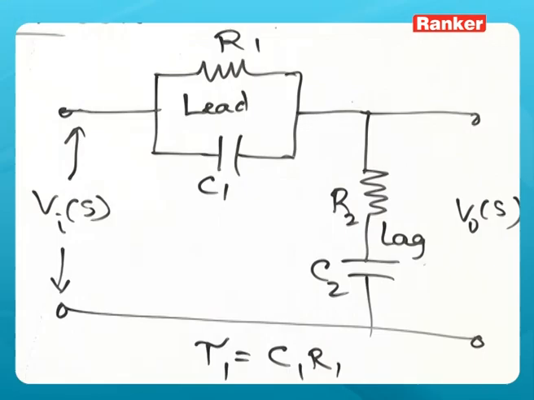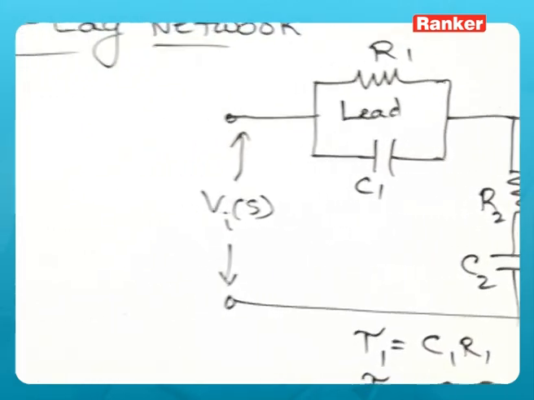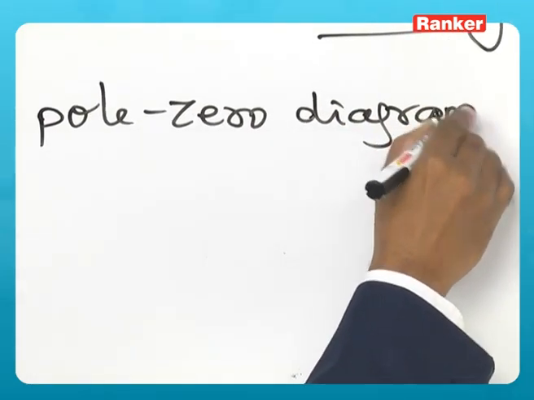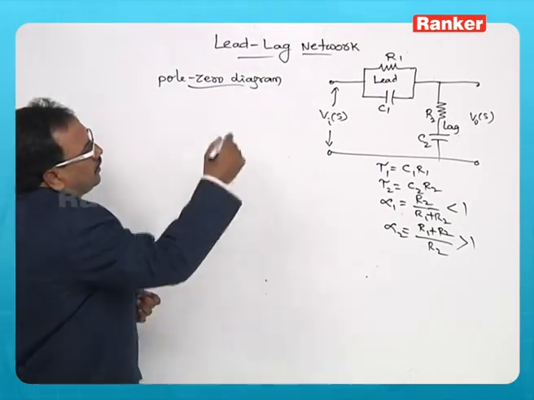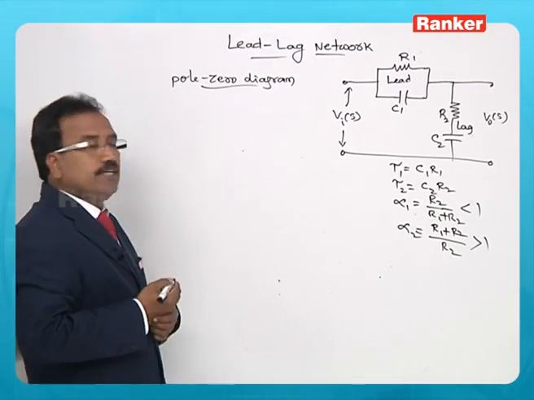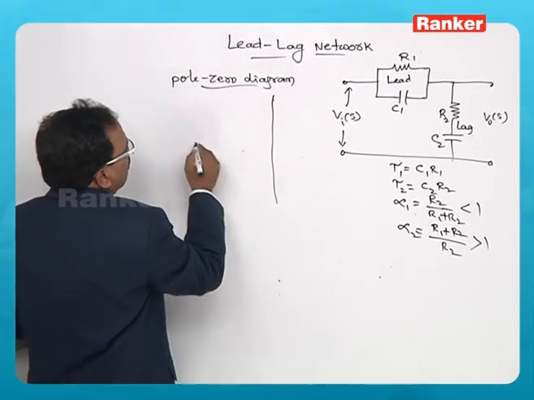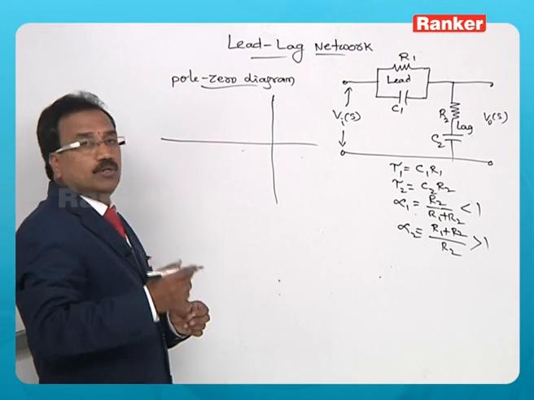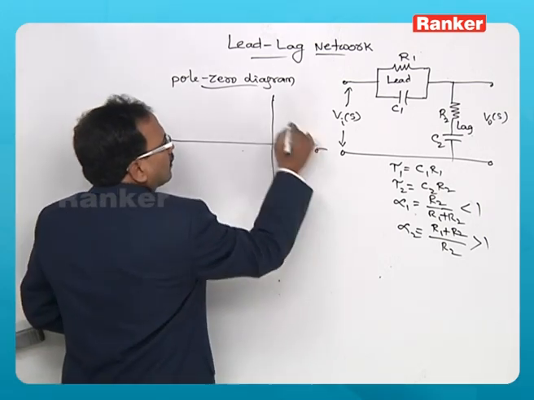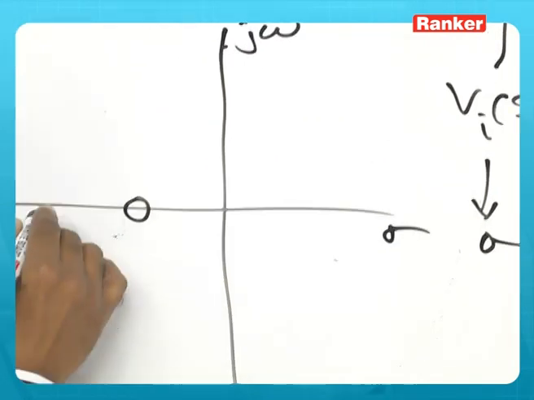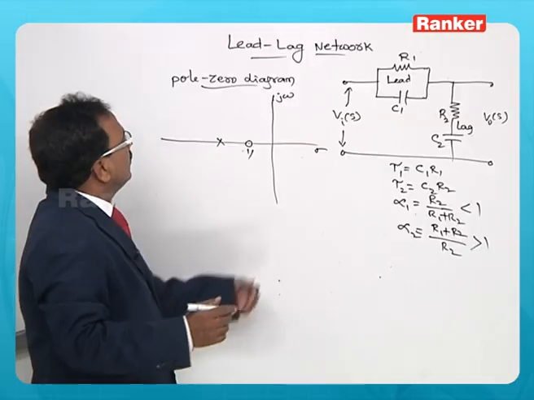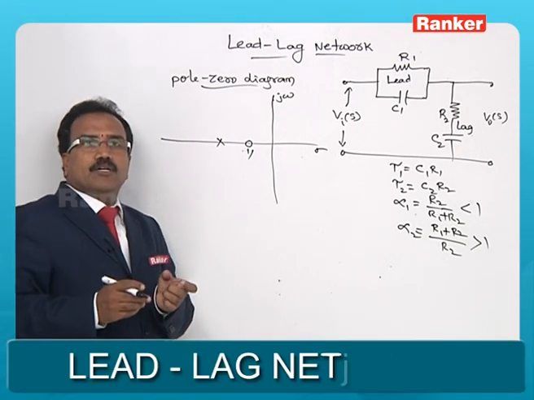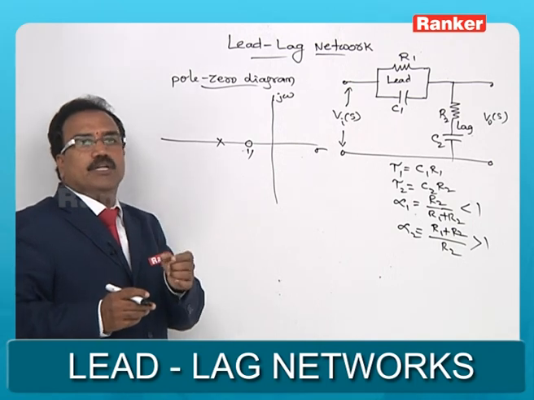So we can see the pole zero diagram. In the time constants, the lead network will come first. Lead network contributes a zero and a pole. The pole zero diagram of the lead lag network consists of the pole and zero for the lead network, and the pole and zero for the lag network.